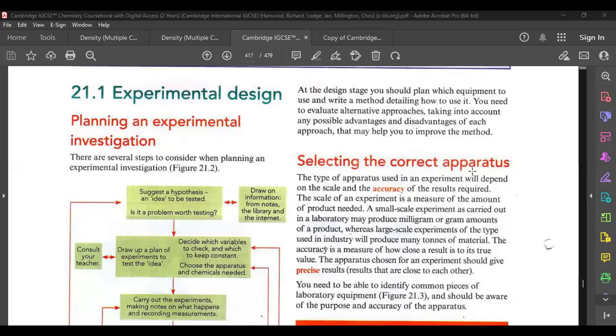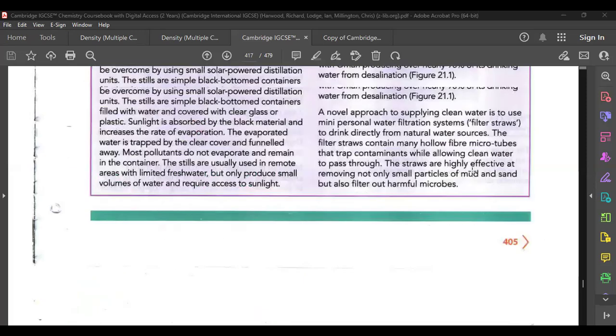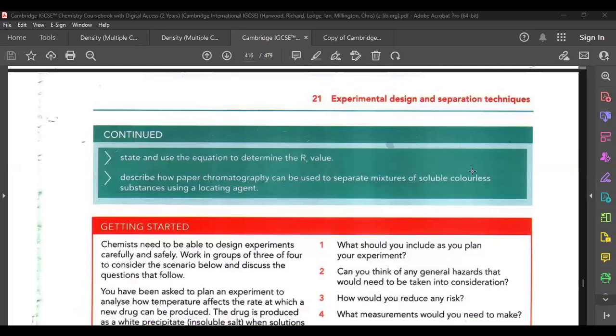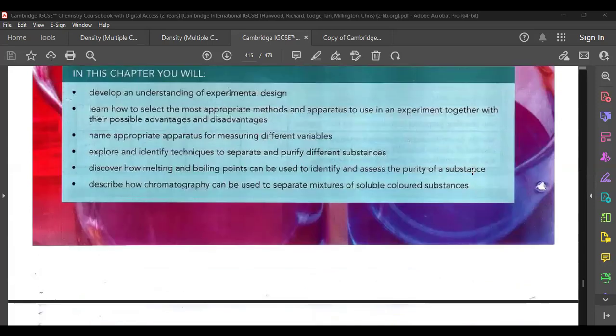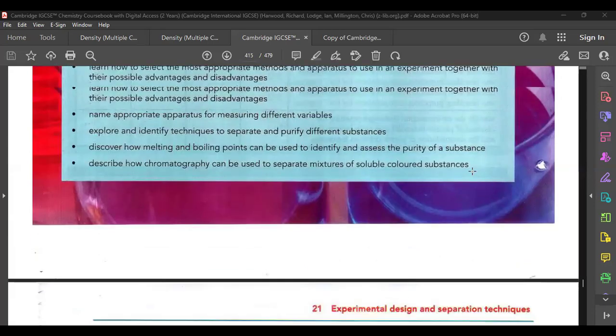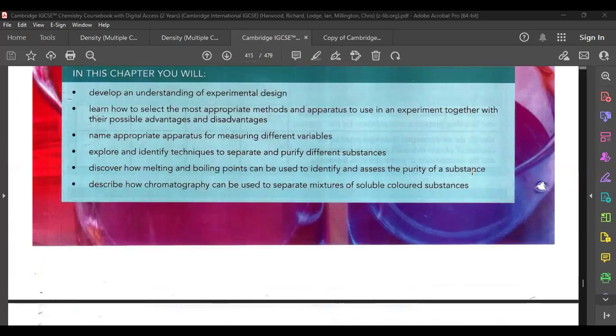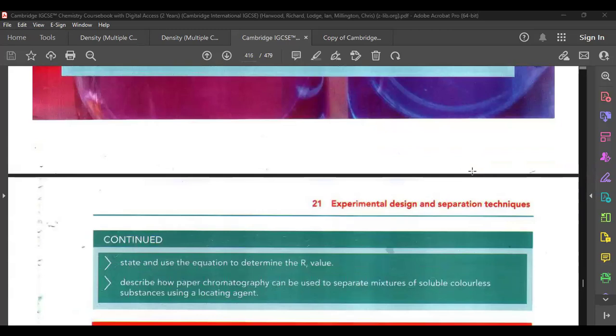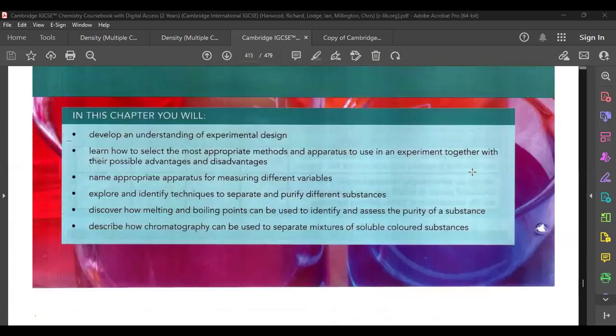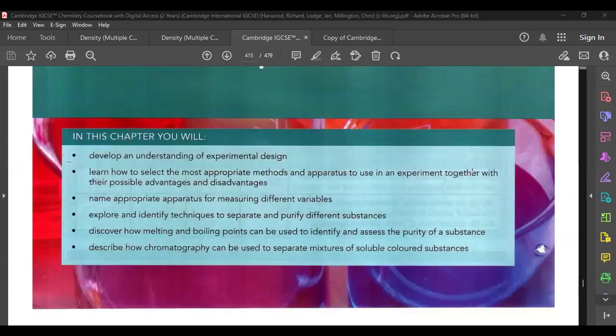So we are dealing with the chapter which includes experimental design. Basically, this chapter covers, number one, what type of investigation techniques we use during the experiments. And the most important reason why we are going to learn this chapter is why we use, and what we use, as an apparatus during separation techniques and experiments.